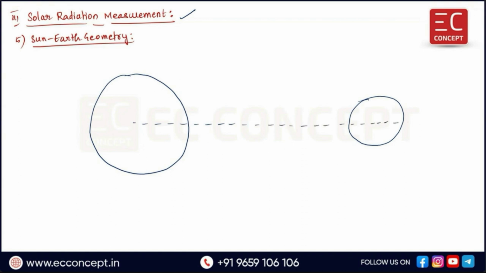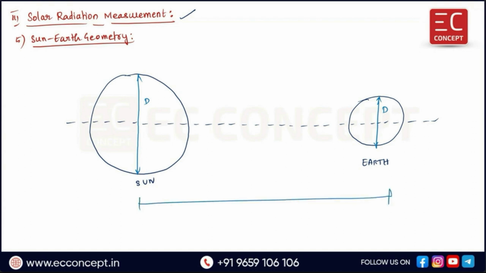Let this be the sun and this be the earth. For these we have a diameter d each. Questions are mostly not asked from this. Now the rays, and the distance between them.